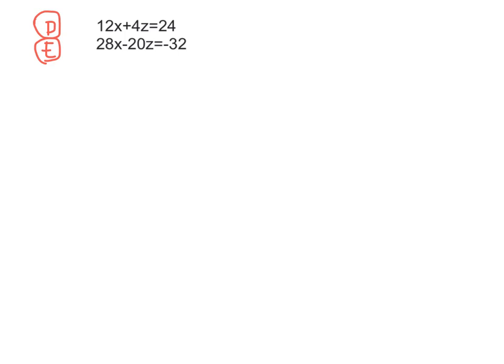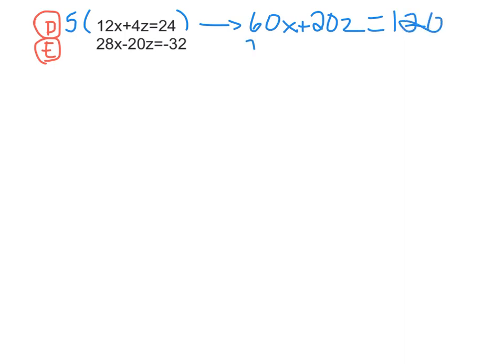So now that I have two equations with two variables, I'm going to repeat the same process and try to get rid of yet another variable. So if I look at D, I notice that if I take D and multiply that by 5, you're going to see that I'm going to get 60x plus 20z equals 120. And then I'm going to keep E the same.